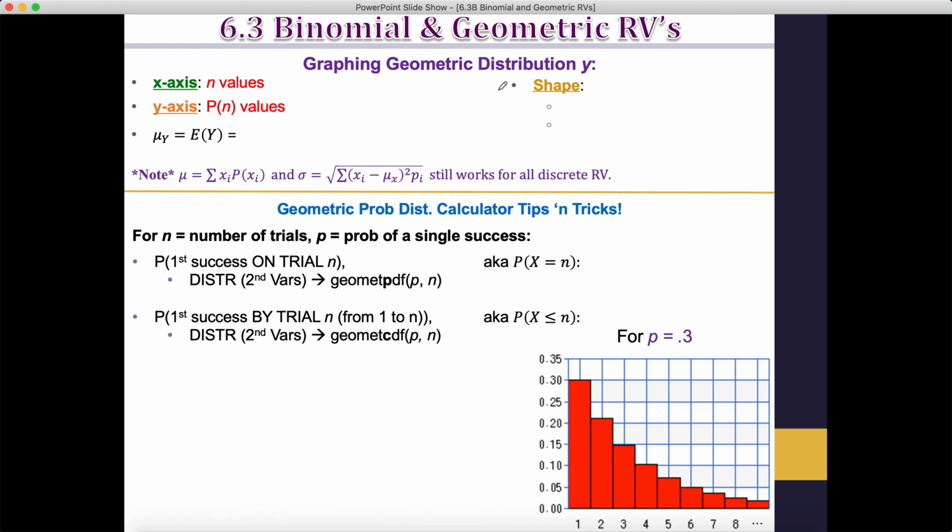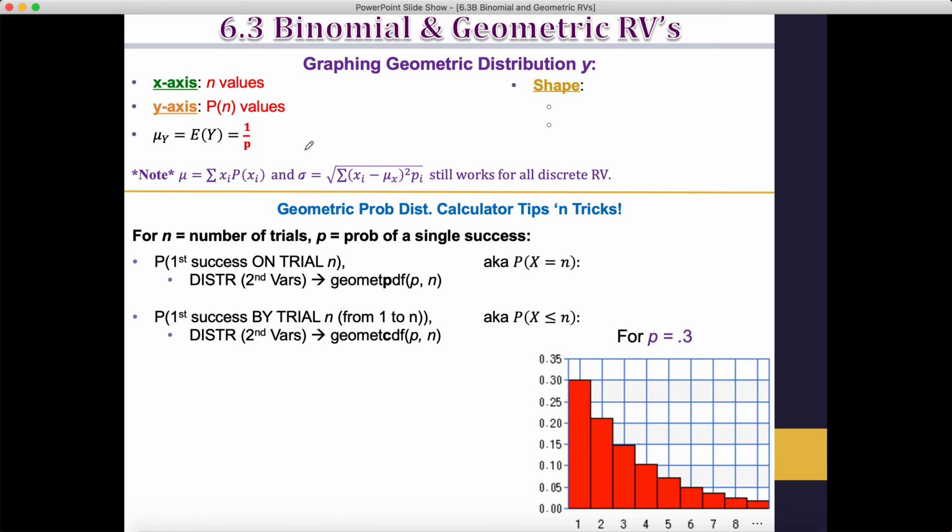One more page of notes, I should say. If I want to do the same thing with geometric that I did for a binomial setting, which is look at the x and y axis, the shape, the mean, the standard deviation, I'll just tell you right now, the standard deviation is not very intuitive, but it's also on the formula sheet. The x and y axes are going to be the same thing for a geometric distribution that they would be for a binomial one. And the mean is, again, I'll just tell you, 1 over p.